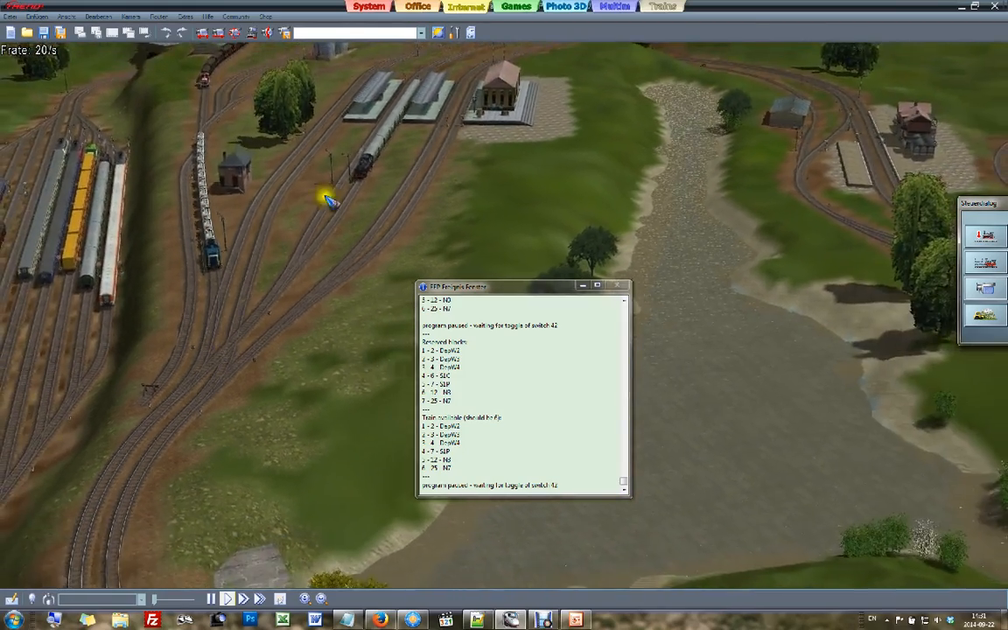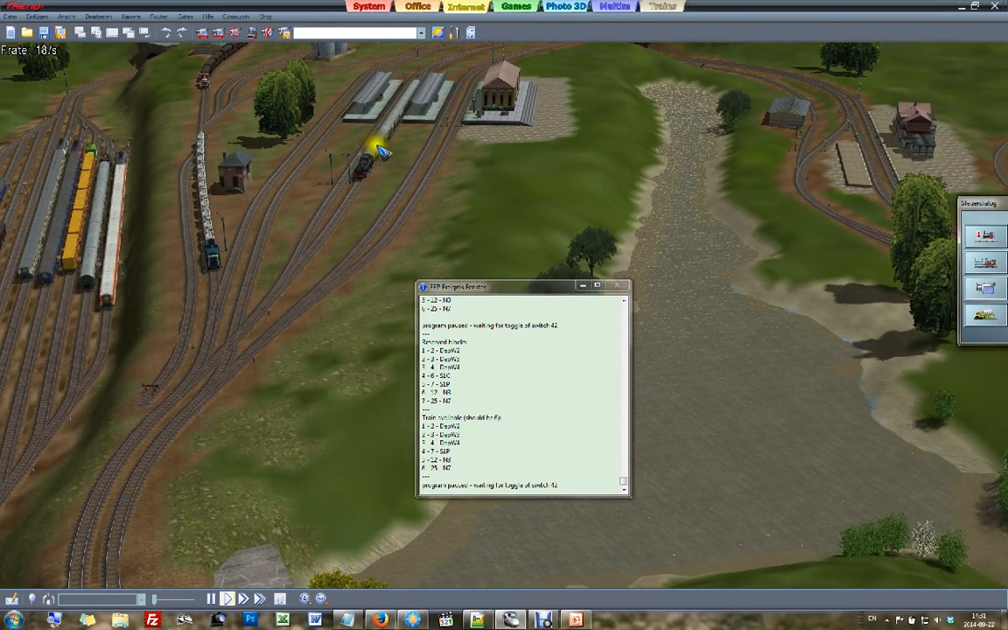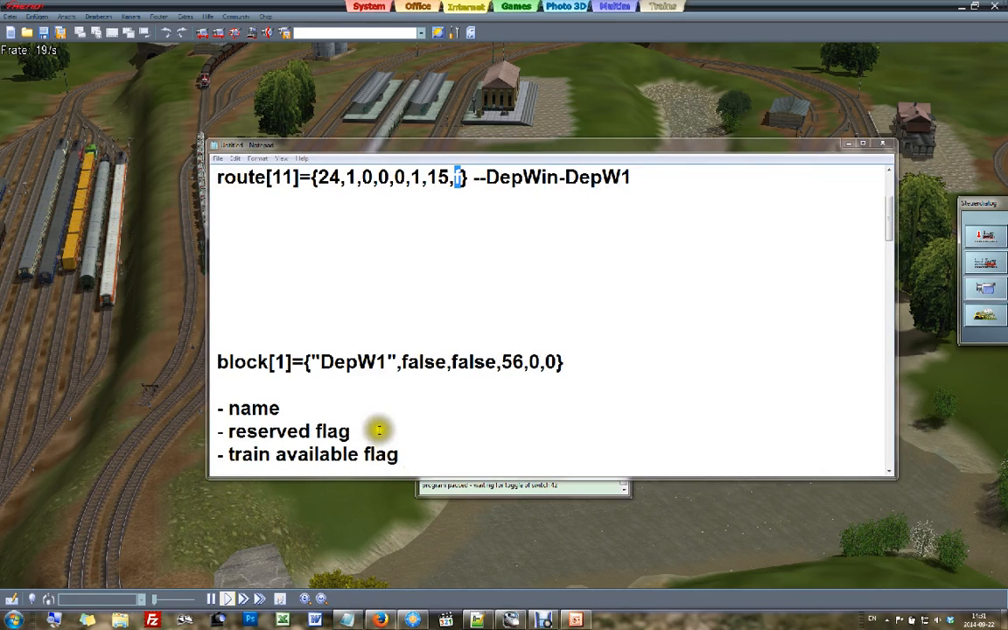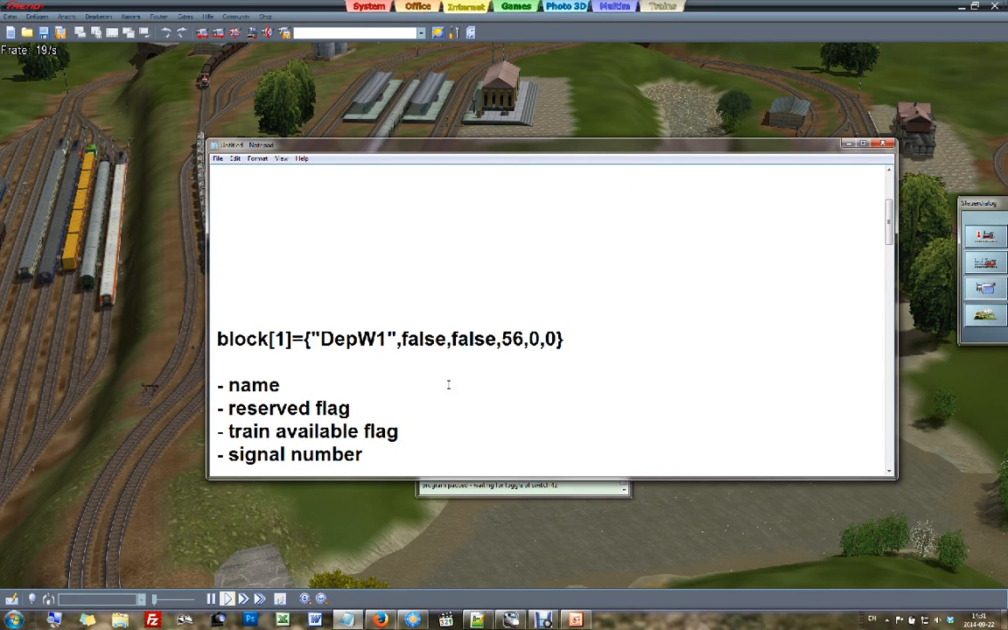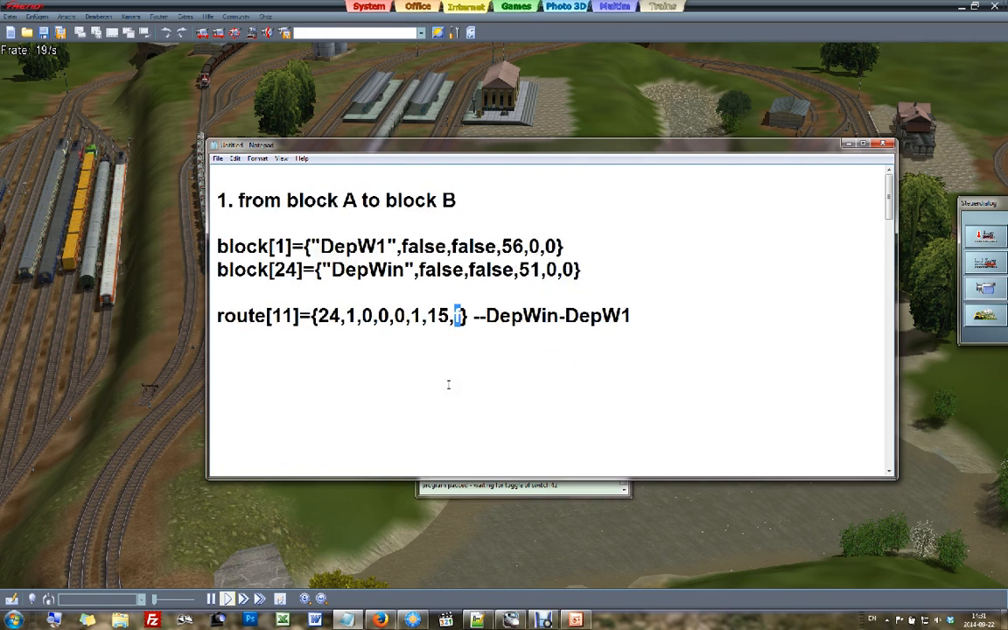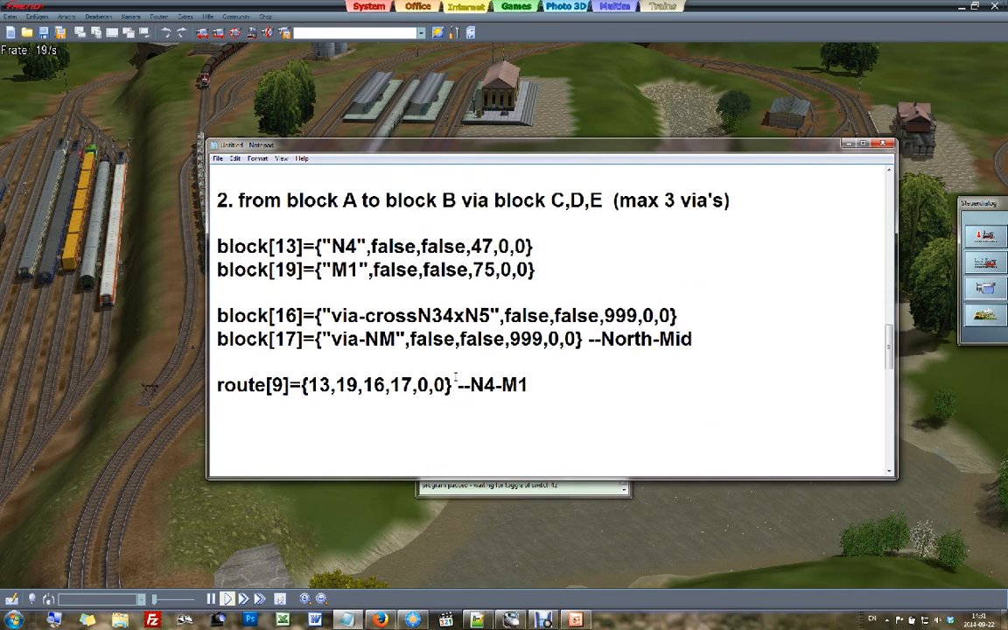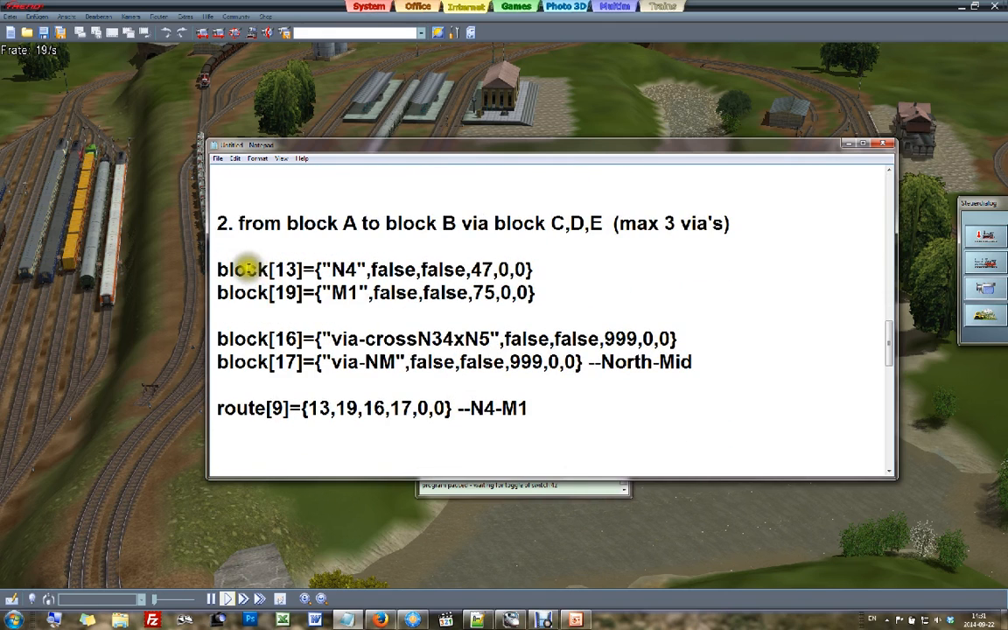So I have here a train that wants to go from north 3 or 4 to mid 1, and I want to do that via this block and via that block. Well, that is easy. I first define my blocks. Where am I? I'm here. I want to define my blocks. So this is station north 4 or 3, and this is station mid. That's just simple blocks of the stations.